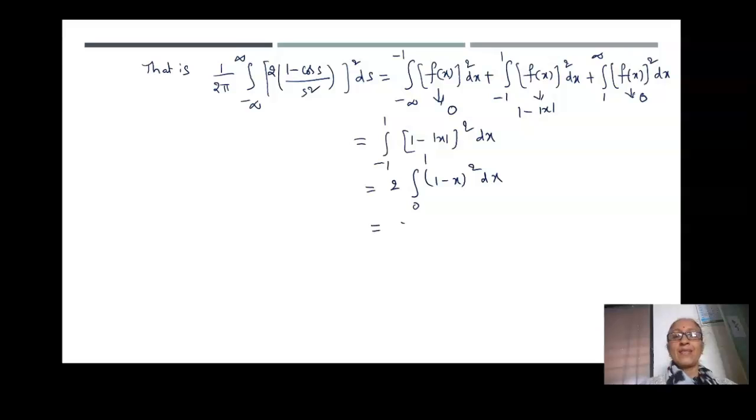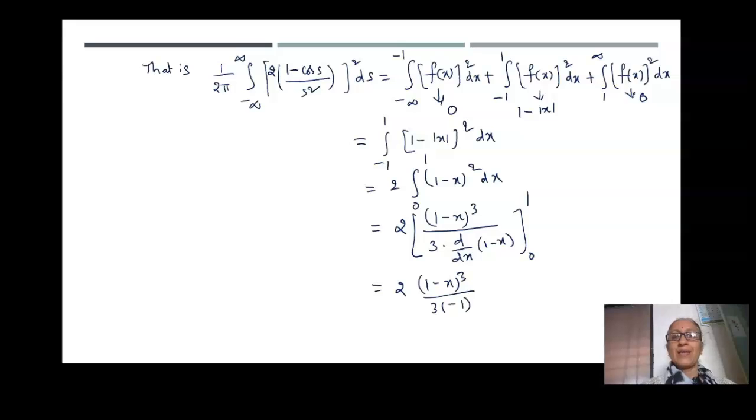If we evaluate this integral, we get 2 into 1 minus x whole cube by 3 into d by dx of 1 minus x, under the limits 0 to 1. That is 2 into 1 minus x whole cube by 3 into minus 1, since the derivative of 1 minus x is minus 1, under the limits 0 to 1. That is minus 2 by 3 into 1 minus x whole cube under the limits 0 to 1. If you apply the upper limit, 1 minus 1 is 0, and the lower limit gives minus 1, so the result is 2 by 3.